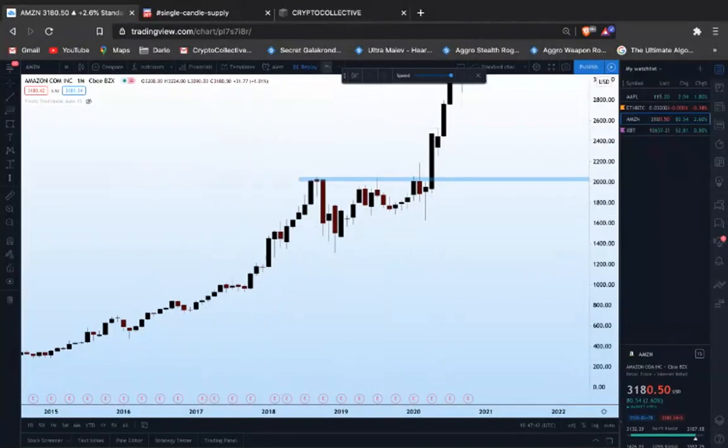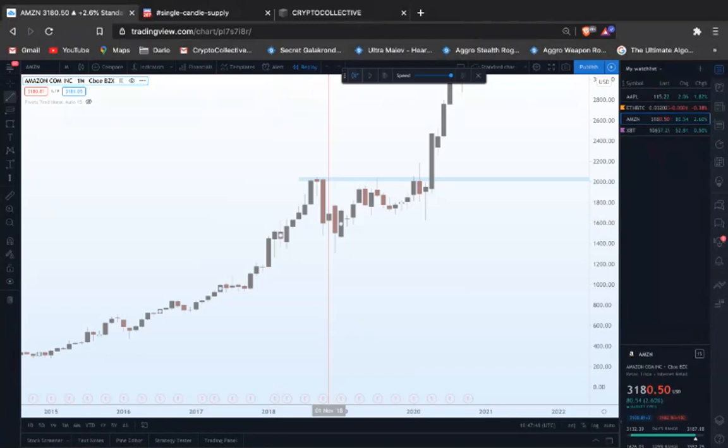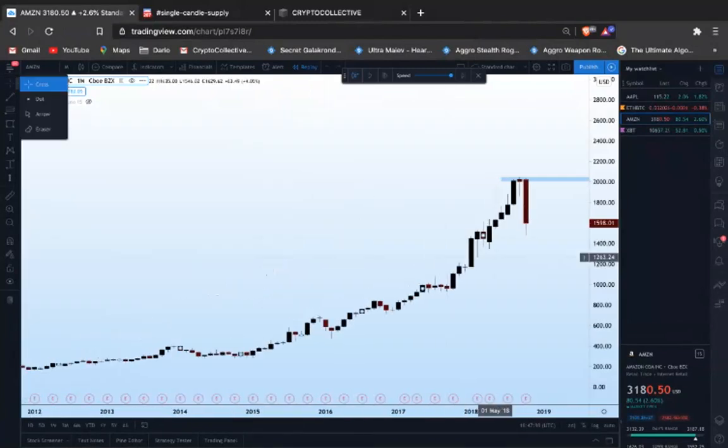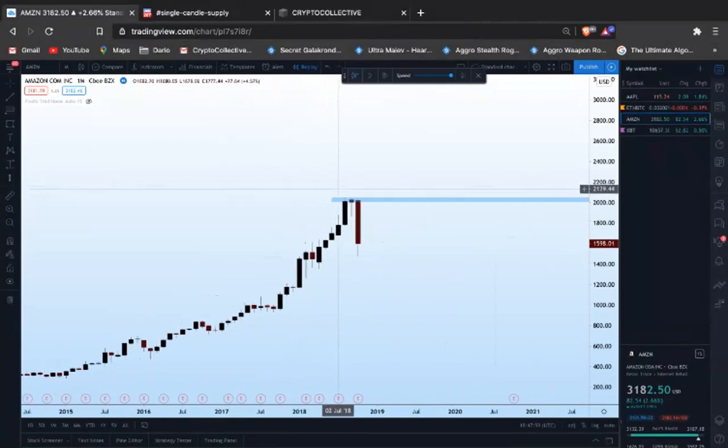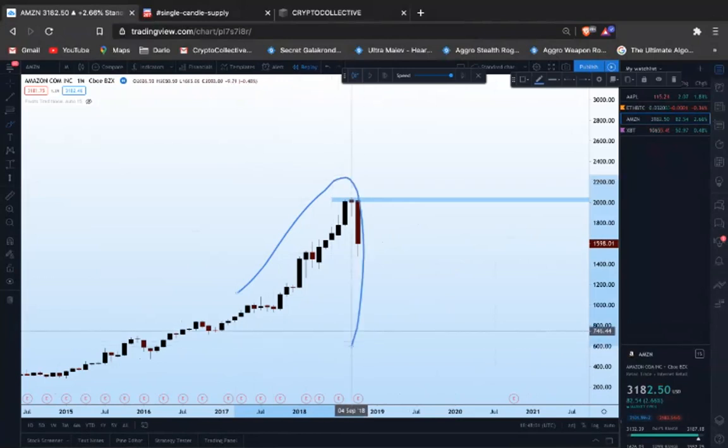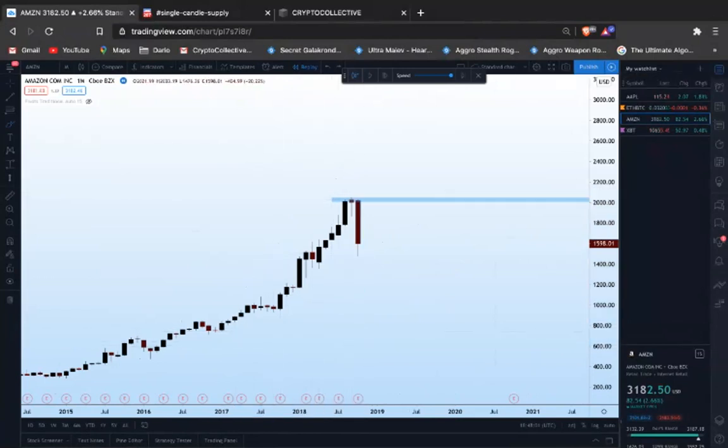So if we use the replay tool, let's go back just here on Amazon. I don't trade stocks, but I wanted to use this example because I haven't looked at the chart before. I just literally opened it. I saw this area, I put the zone. And the reason I chose this area is because we were going up, and then price has absolutely swung the other way. So that's a significant level.